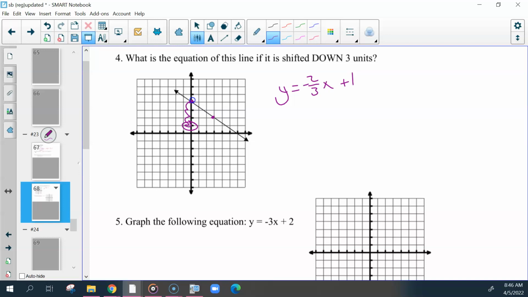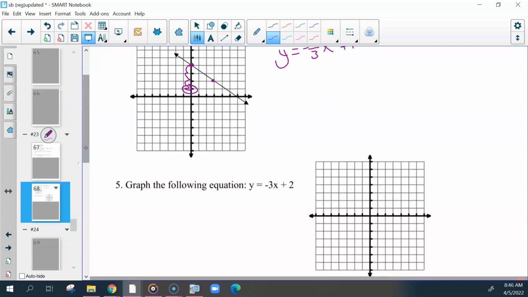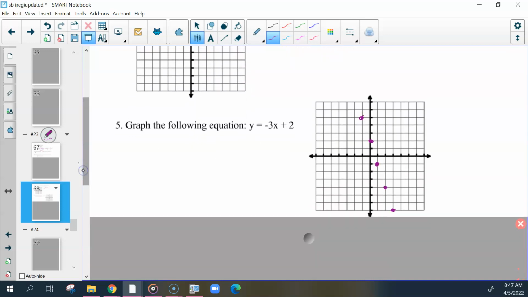And then number 5, we had to graph the equation, so starting at positive 2, going up 3 to the left 1, and then down 3 to the right 1. Really close to this question though.